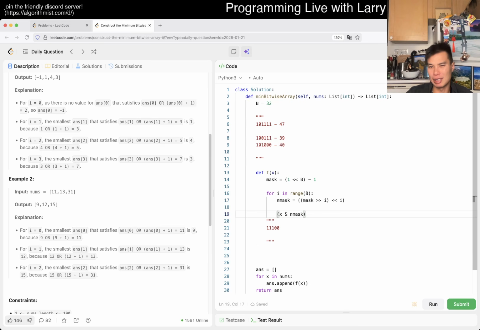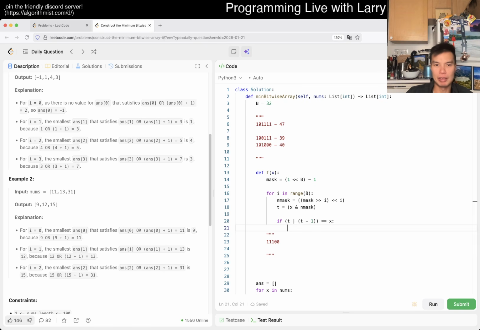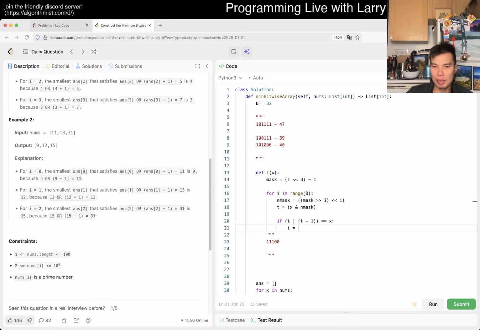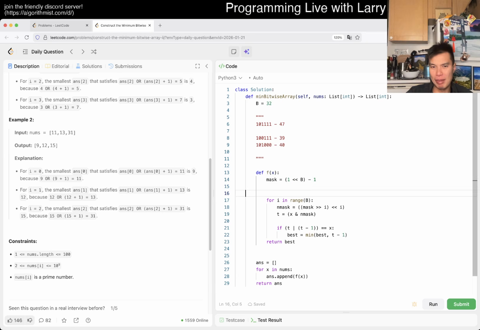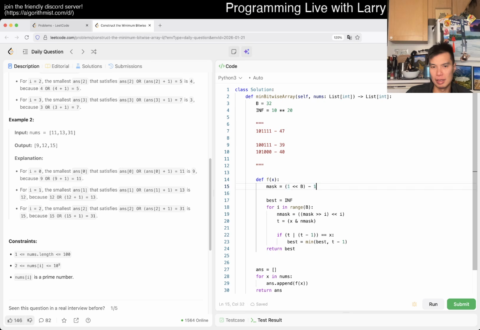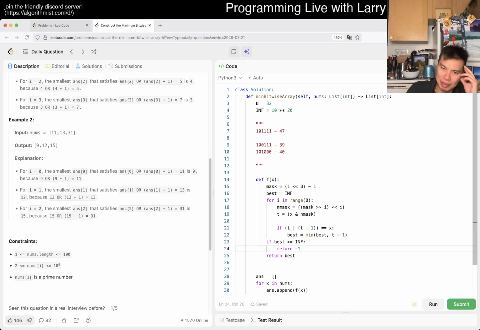So this is T for target, right? And then if T or T minus 1 is equal to X, then T is a candidate. What are we trying to do? Max or min? I forget. Oh, min, of course. So best is equal to min of best and T, maybe T minus 1 actually, I think. And then that's it. And then we have to do some handling on the minus 1, not maths, but just a test, right? Maybe something like this.